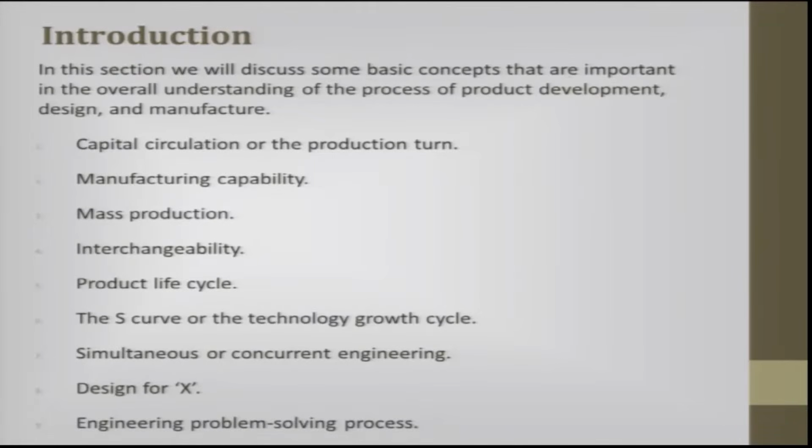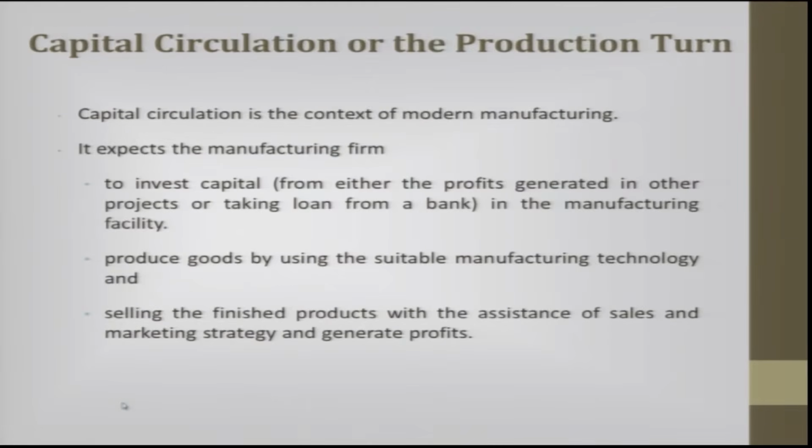So, we will see in this section some basic concepts that are important in the overall understanding of the process of development, design and manufacturing. One is capital circulation or production turn. 2 is manufacturing capacity. 3 is manufacturing production. 4 is interchangeability. 5 is product life cycle. 6 is S curve or technology growth curve, very interesting. Then simultaneous or concurrent engineering, design for X, as last class I started about design for manufacturing, and engineering problem solving.